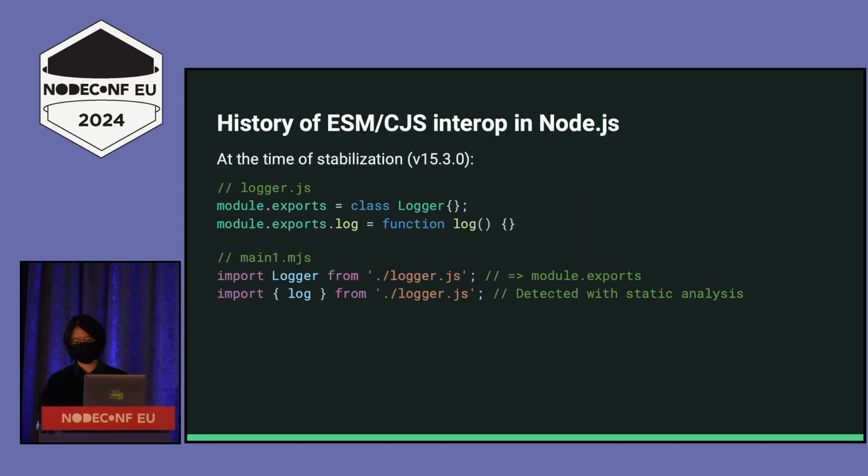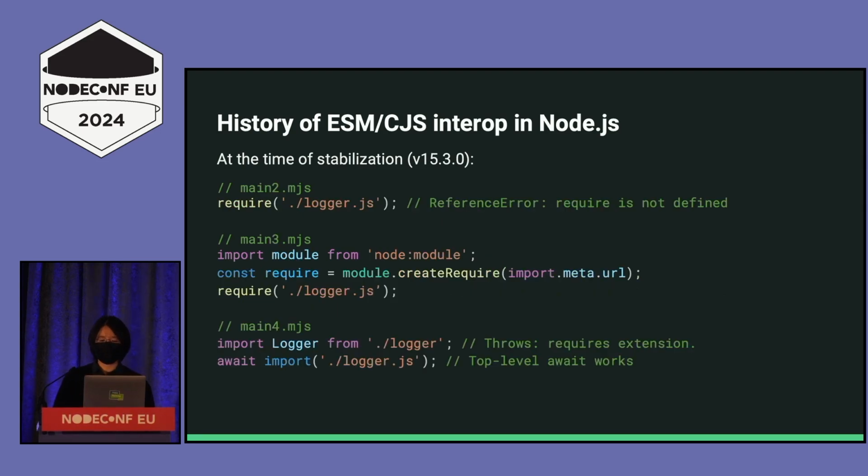When ESM support finally reached stability in Node, it already supported importing CommonJS from ESM. You can import the module.exports object from CommonJS into ESM as the default export. You can import named exports from CommonJS into ESM. Those are detected using static analysis that works with common export patterns. Like if in the CommonJS module you just assign module.exports.log directly, it can be imported by name from ESM.